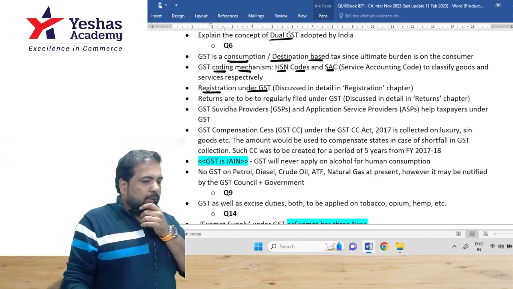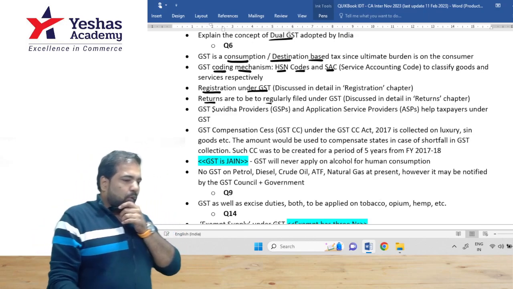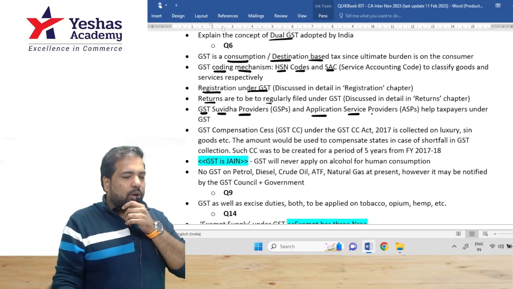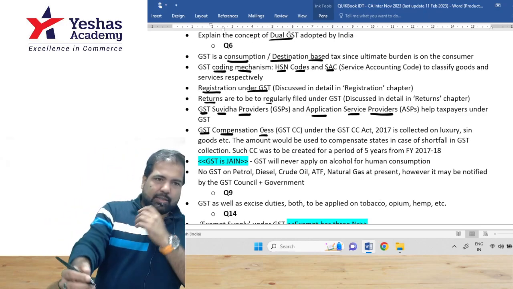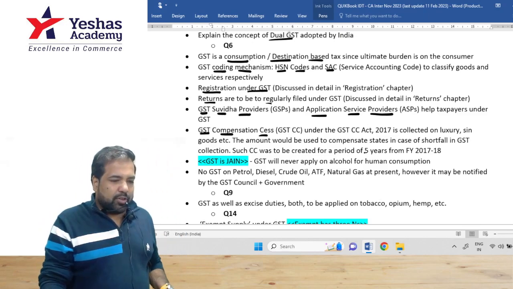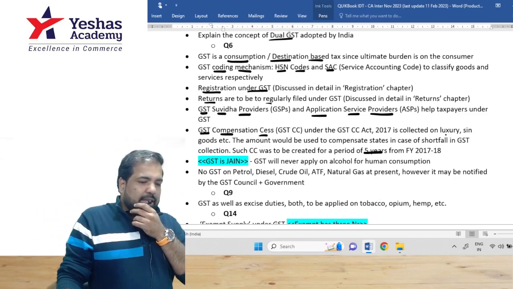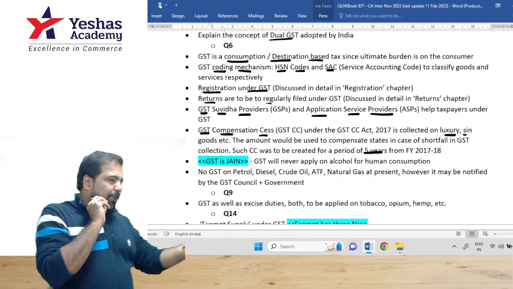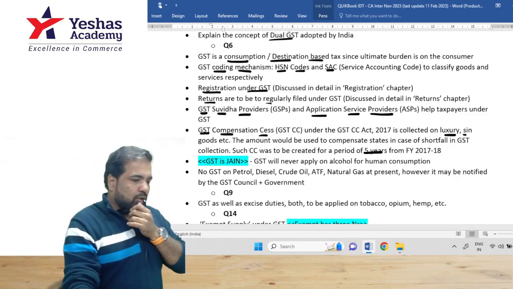Registration, we'll see in another chapter. Returns, we'll see in another chapter. Guys, to deal better with the GST portal, we have GSTN, and we have review and application support for service providers. Do we have a GST compensation cess? It is basically for 5 years. Has it been extended? Yes. And it's only on which goods, guys? Luxury, sin, and demerit goods. That amount is a piggy bank, and will be used to compensate whom? The states, in case of any shortfall.